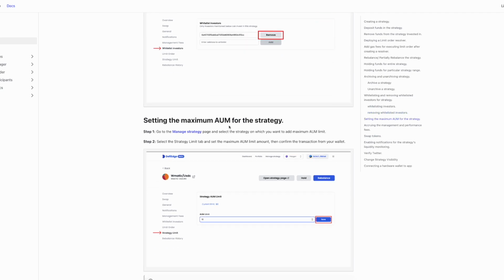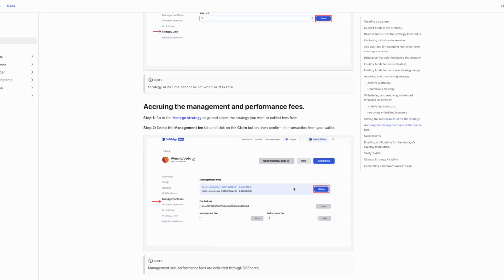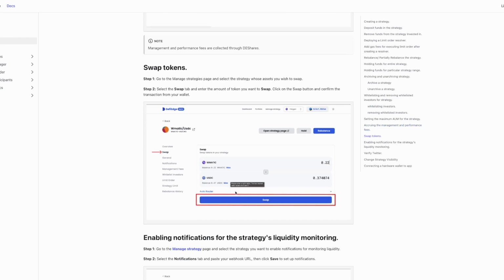Setting maximum assets under management. Now this is interesting. He can set the maximum amount of TVL he wants in his vault, because as we all know, if TVL goes extremely high, the strategy can only generate so many fees for such a high TVL. So he is able to do that. Accruing management fees, so this is basically claiming his cut of the deal, right?